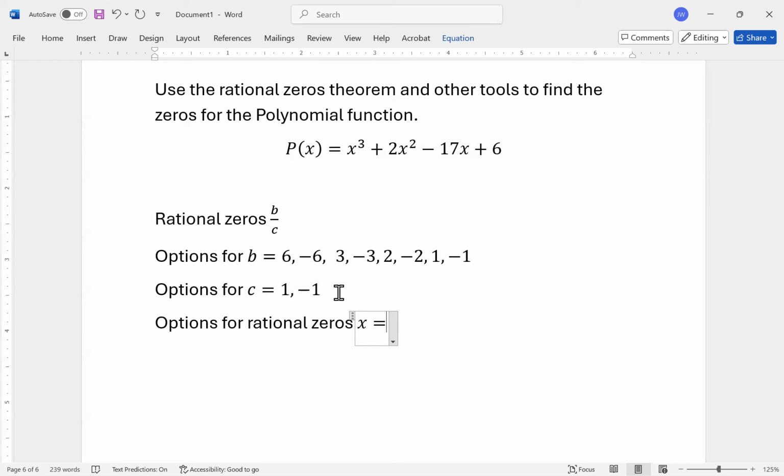So anyways, rational zeros, I can take 6 divided by 1, that's a 6. I can take 6 divided by -1, that's a -6. -6 divided by 1 is -6, I already wrote that down. -6 divided by -1 is a +6, I already wrote that down. You'll see that in each case, that's what we get. So we get 6, -6, also 3, -3, also 2, -2, and also 1, -1.